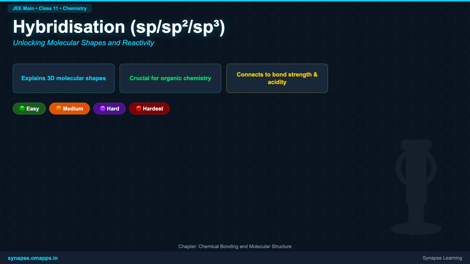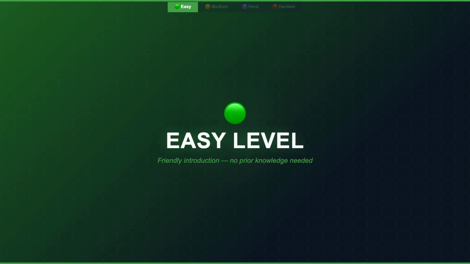We'll explore this fascinating topic through 4 levels: easy, medium, hard, and hardest, preparing you thoroughly for your main exams. Let's dive in. Ready to discover how atoms get their shapes? Let's start with the basics of hybridization and its simplest forms.